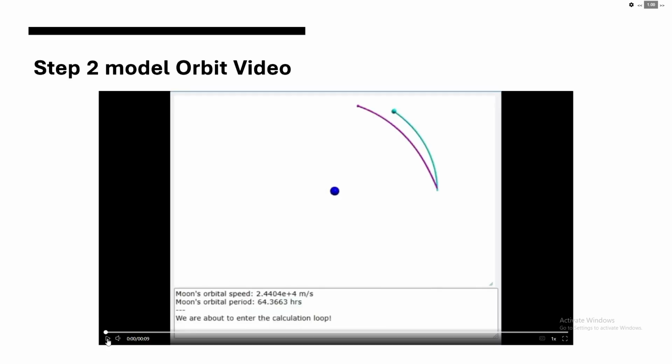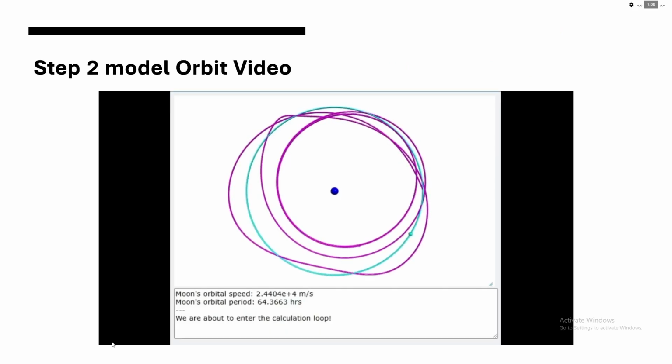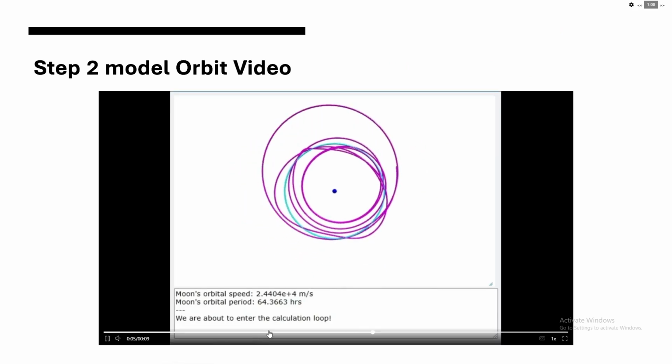So moving on to step 2, I was unable to achieve a figure 8 orbit, but I was able to get the spaceship to orbit both the planet and the moon as seen here.